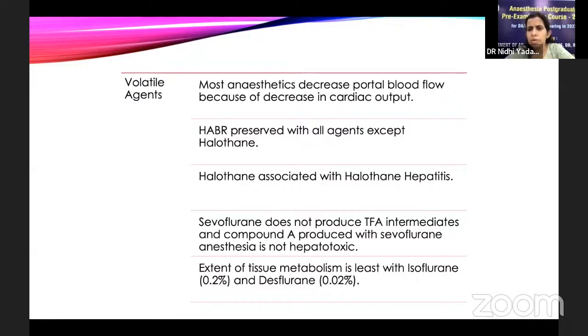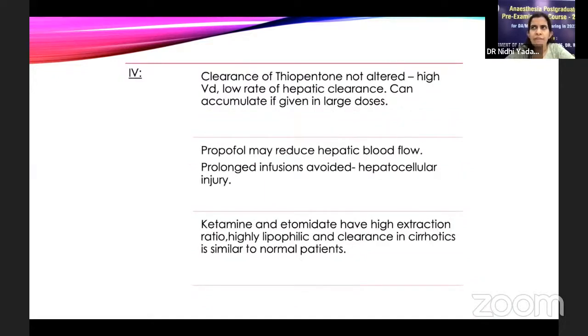Sevoflurane does not produce trifluoroacetic acid intermediates, and compound A produced with sevoflurane anesthesia is not hepatotoxic. Extent of the tissue metabolism is least with isoflurane and desflurane. IV induction agents: the clearance of thiopentone is not altered. High volume of distribution, low rate of hepatic clearance, it can accumulate if given in large doses. So the doses need to be decreased in case of obstructive jaundice.